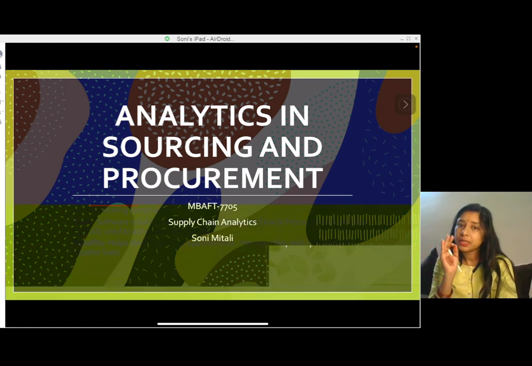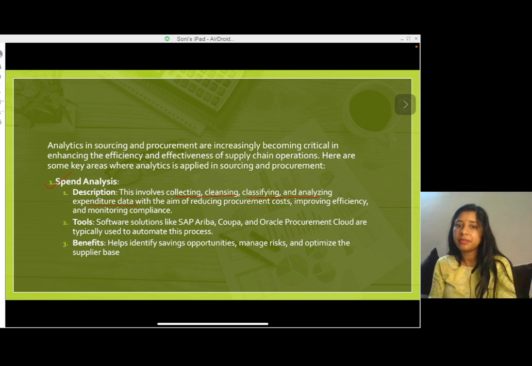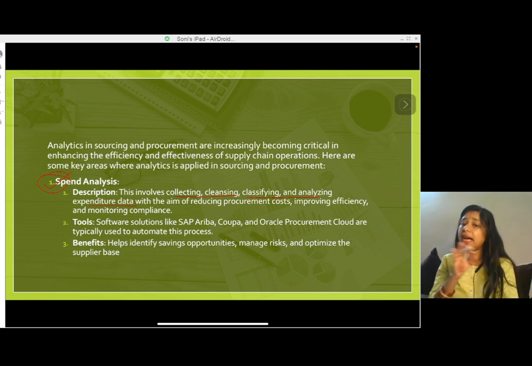Analytics is also important in sourcing and procurement to increase the efficiency and effectiveness of supply chain operations. The key areas where analytics need to be applied, the first one is spend analysis. Spend analysis involves collecting the data, cleaning it, and then classifying and segmenting it, and then analyzing the expenditure data to reduce the procurement cost, and also improve the efficiency and monitoring compliance.